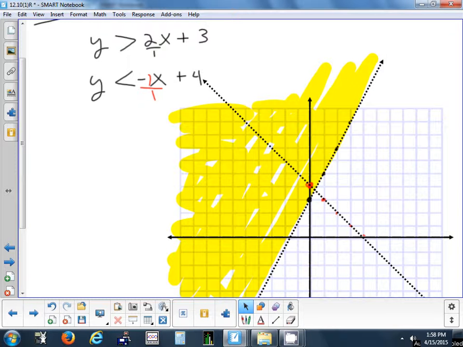Okay, last step. I got to decide, you know what, let me do it in red so you can see the difference. Let's make it red. Do I shade below that red line or above? Okay, look at that inequality symbol. What's the symbol? It's a less than. What does less than say to do? Below. So we're going to shade everything below the red line.